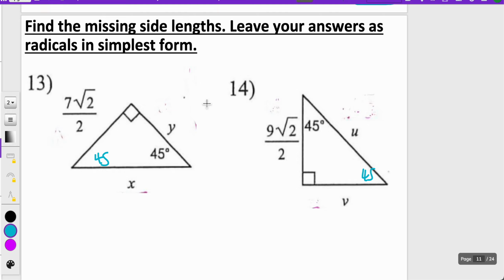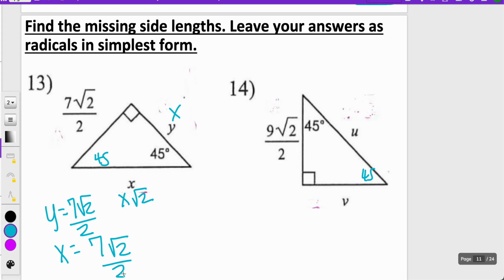Okay. Again, we've got now 45, 45, 90s. So because those are special, my legs are the same, so they both are equal to one another. So y is equal to 7 square root 2 over 2. But my hypotenuse should be x square root 2. So whatever x would be, that is what I can solve for. In this case, x can be equal to 7 square root 2 over 2 times 2. So that would be 14 square root 2 over 2, which just simplifies right down to 7.